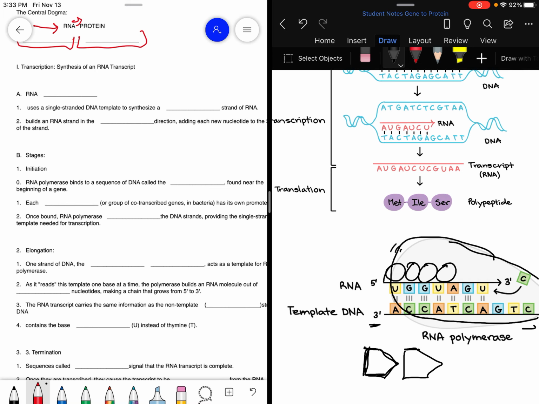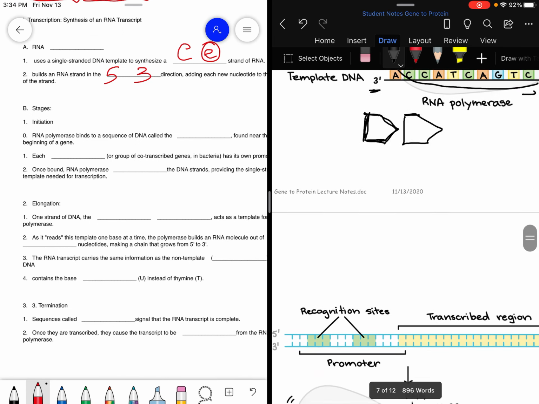So RNA polymerase will use a single-stranded DNA to synthesize a complementary, with the E, not the I in the middle of the word, complementary strand of RNA. Complementary with E means complete. I means like a compliment to you, like, oh, you look so nice today. RNA polymerase is not complimenting the DNA by telling it it's pretty. It is completing the DNA strand as the complement on the other side of it. And it will build an RNA strand again in the 5 to 3 direction, which again is backwards from what happens in DNA replication. So that's what you need to know about RNA polymerase.